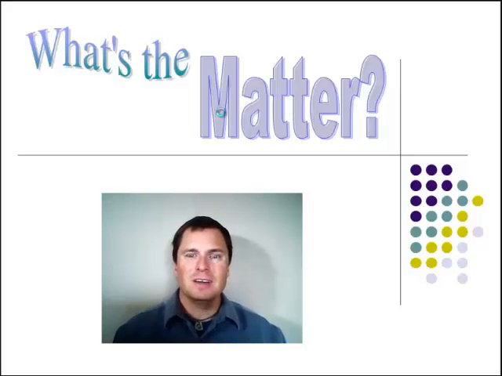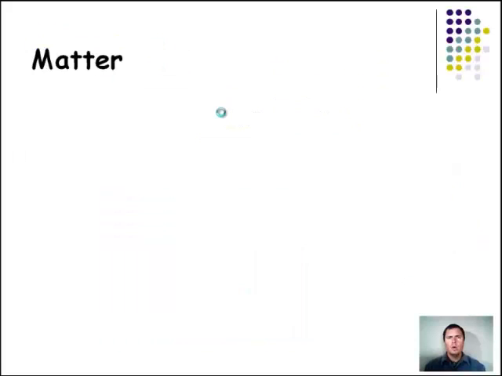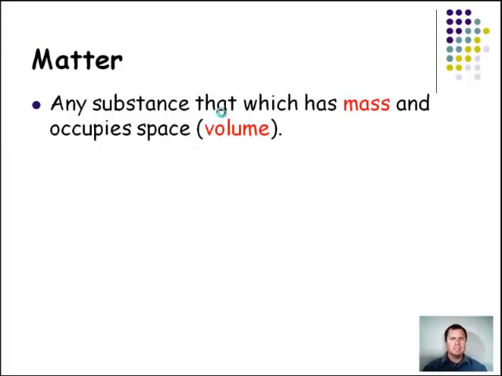Alright, so let's go ahead and start talking about matter today. Why are we talking about matter? Well, chemistry is the study of matter. We look at the properties of matter, then we also look at the changes that matter can go through. So let's begin our discussion of matter and of chemistry. We can define matter as any substance which has mass and occupies space. By space we mean volume.